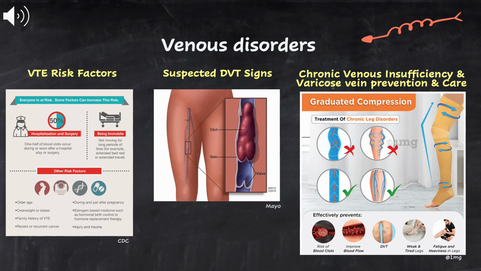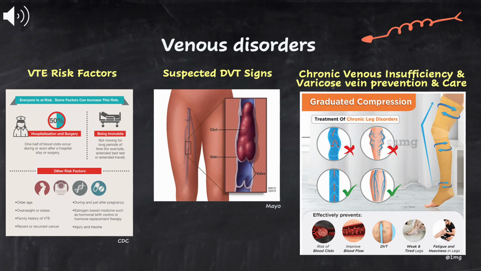Moving to chronic venous insufficiency, this condition occurs when venous valves are damaged or ineffective, leading to blood pooling in the lower extremities. Management focuses on improving venous return. Compression stockings should be applied in the morning before swelling develops and removed at night. Patients should also be encouraged to walk regularly and avoid prolonged standing.